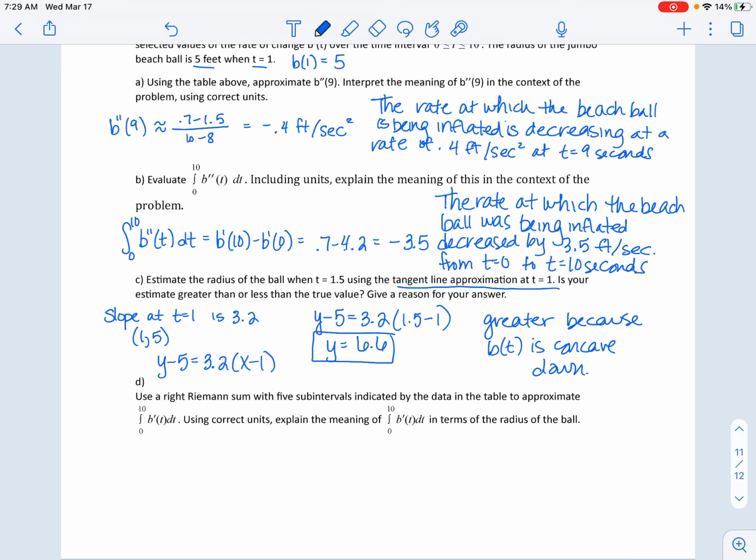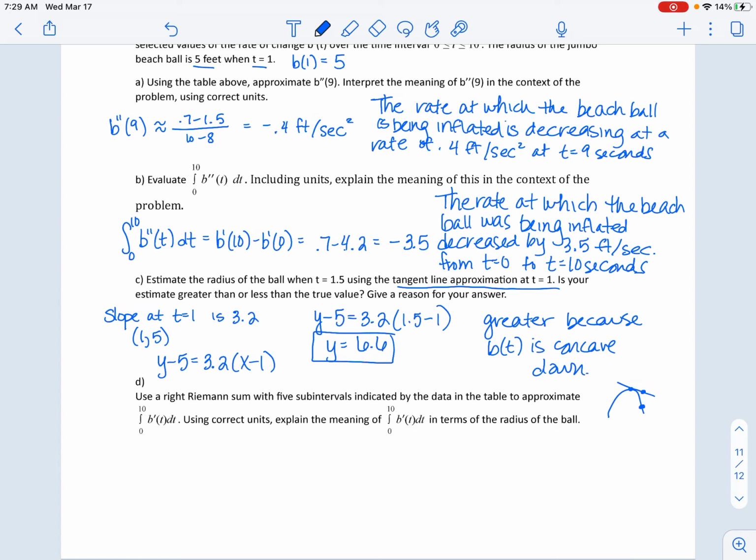And if you're unsure, you can always draw a quick sketch of that to see what the tangent line would do. So if we are concave down, then our tangent line, no matter where we put that, if we're estimating here, then the line is above it. And that's how that works.